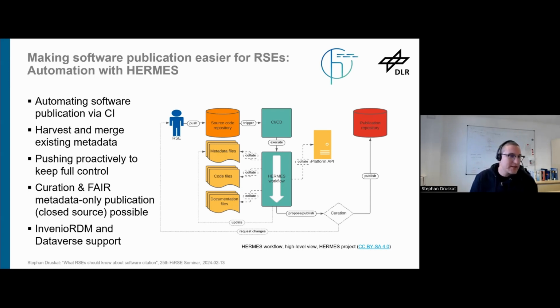The good thing about this is that it also helps you to publish your closed source software. If you can't publish your software under an open source license, if you can't make it accessible to the general public, then you can still use HiRSE to publish the metadata, and that in itself will give people the opportunity to cite your software with the correct metadata.